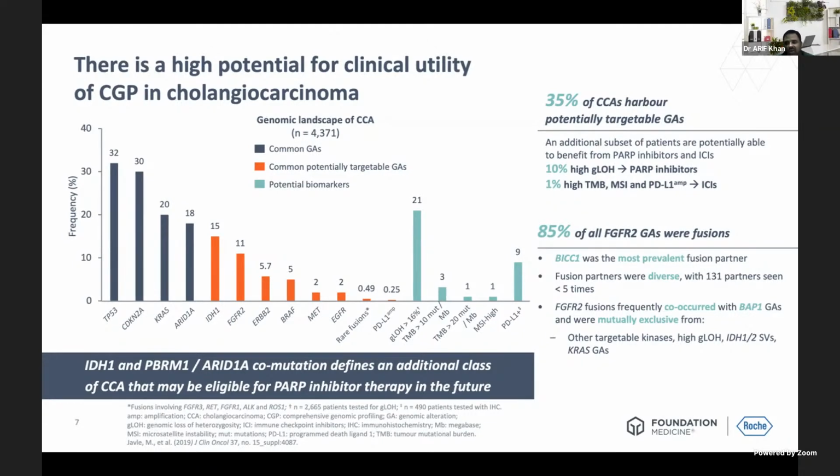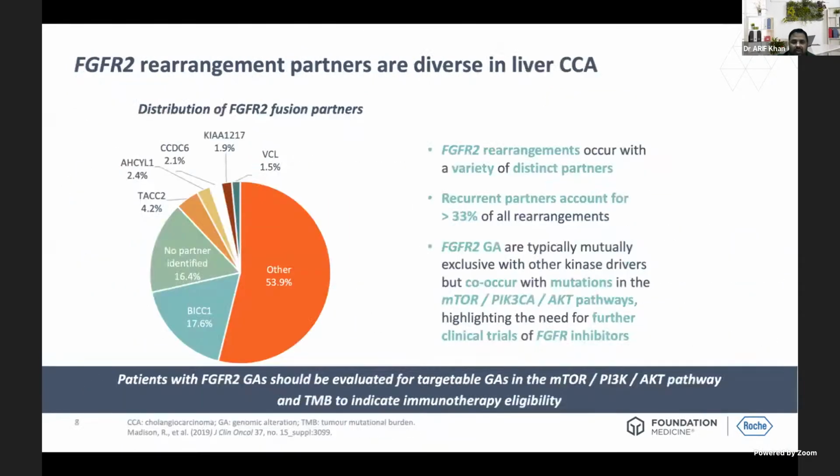So the FGFR alterations are also found. Most of the alterations in the FGFR are due to fusions. The fusion partner is BICC1, and the other co-occurring alterations along with the FGFR are the BAP1 gene alterations. These are mutually exclusive from the other targetable alterations like loss of heterozygosity, IDH and KRAS. Meaning if FGFR is found, the other alterations like IDH and KRAS are not generally found simultaneously.